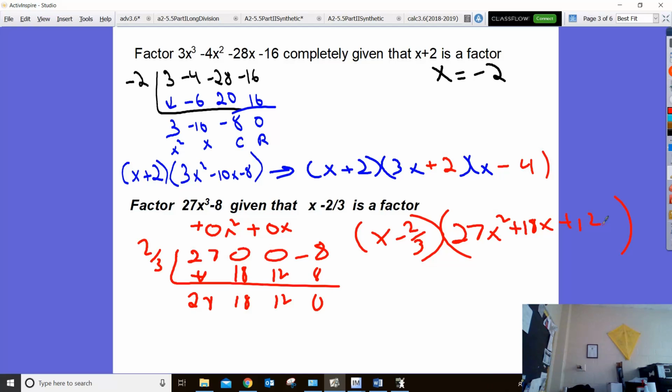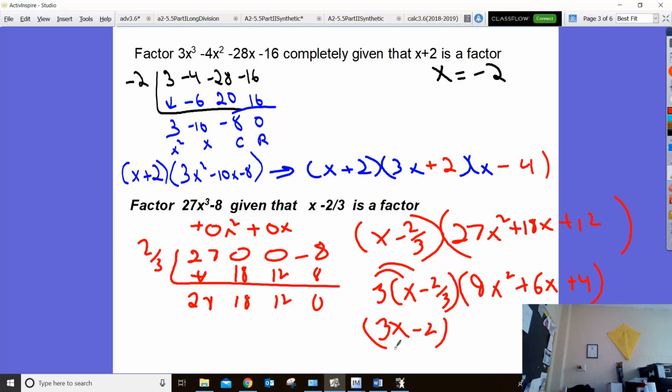What constant? 3. I'm going to pull the 3 out of them. I'm actually going to throw it on the first set. I pull a 3 from 27, I have a 9. I pull a 3 from 18, I have a 6. And I have a 4. Now, the reason I did this was to make it look prettier. Now, there's a reason I threw it out front, too. Now I can put it in here, where it actually belongs. 3 times x is 3x. 3 times negative 2/3, 3's cancel, minus 2. 9x squared plus 6x plus 4.